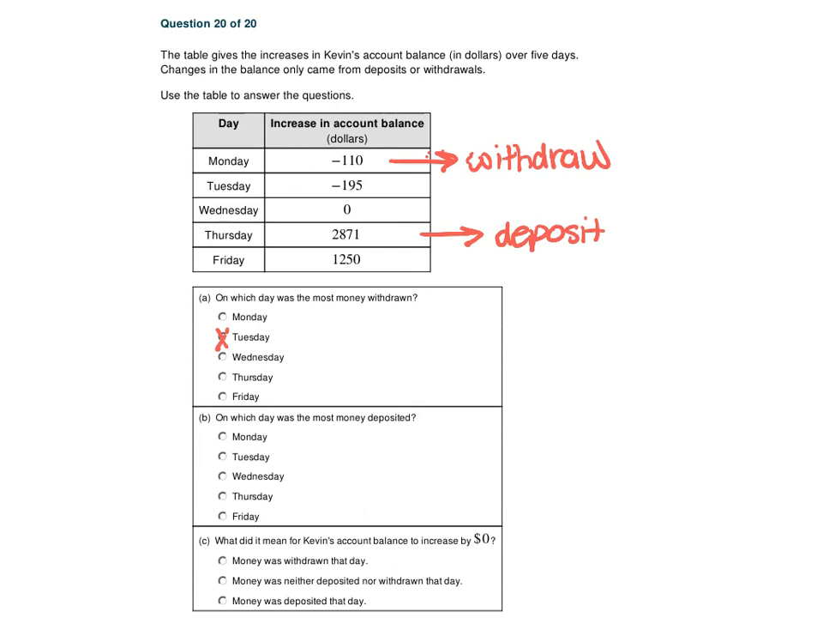B is the same thing, except it's depositing, so I'm going to look at my positive numbers. So I'm going to look at Thursday and Friday, and it looks like Thursday he deposited $2,871, so that is going to be more than the 1,250. So Thursday is the day with the most money deposited.